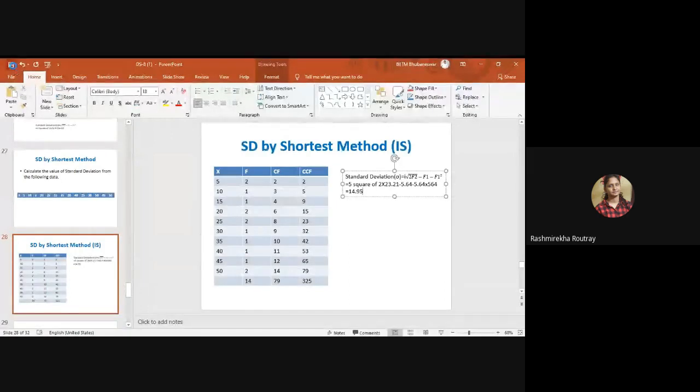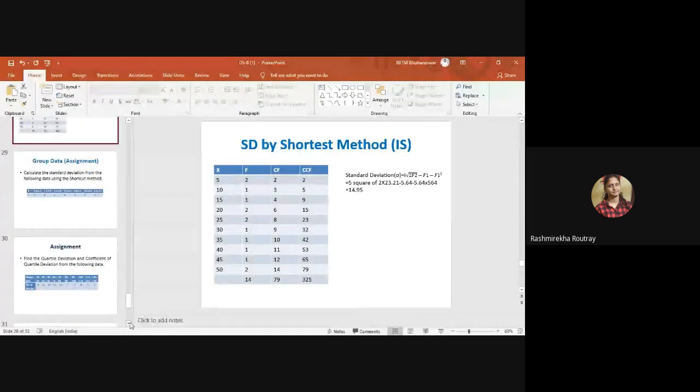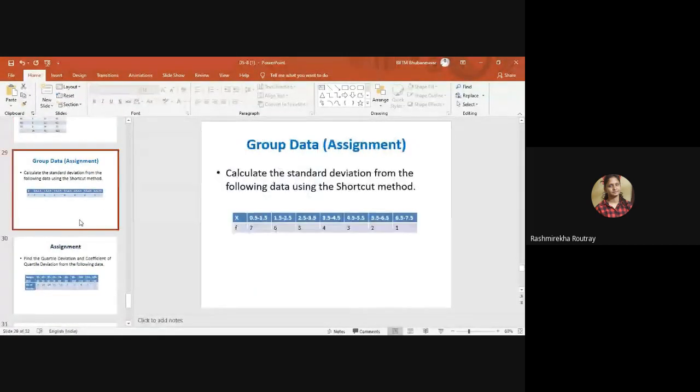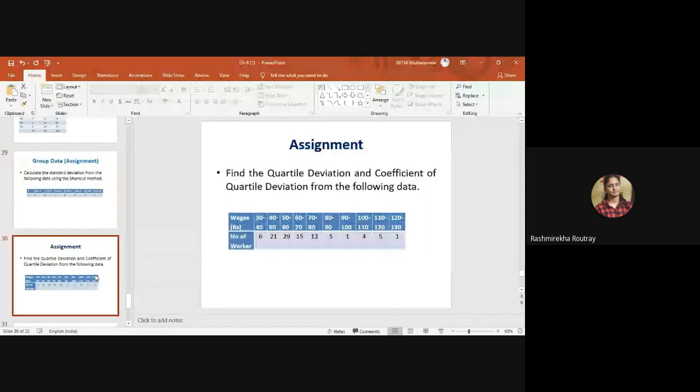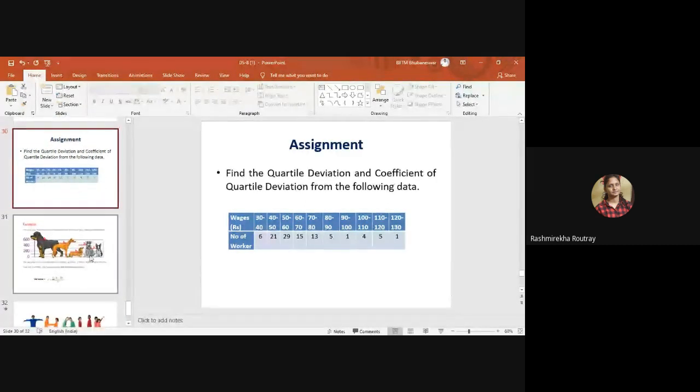After this session, I will send the PPT as well as there is a particular assignment for the previous data. Calculate the standard deviation from the data using shortcut method. And there is another assignment for you. Find the quartile deviation and coefficient of quartile deviation from the following data. So you need to add these in your assignment copy.